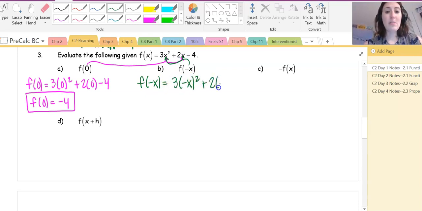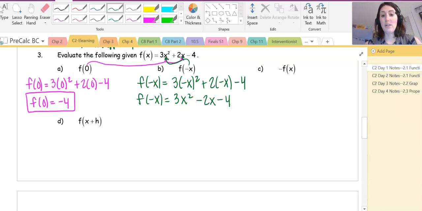Okay, so I'm just going to plug it in. And we do want to simplify this. And when we square -x, we will get a positive x squared, and then a -2x, and then a -4. Okay, and this is fine. You're not always just going to get a number or a numerical value.